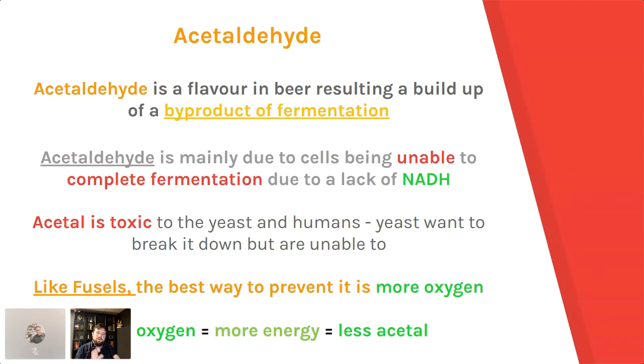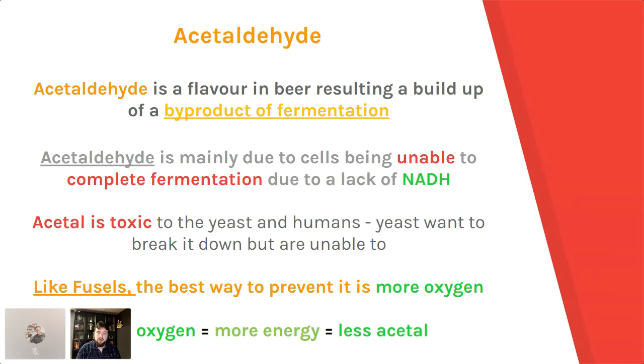Now, in order for acetaldehyde to be broken down into ethanol, NADH is required. So if the yeast cell has used that NADH in other ways, we're going to be stuck with acetaldehyde. Now, much like we saw with fusels, acetaldehyde is actually toxic to the yeast cell. The yeast cell really does not like it. It wants to break it down. It's not doing so because it can't, because it's run through all these different energy resources.